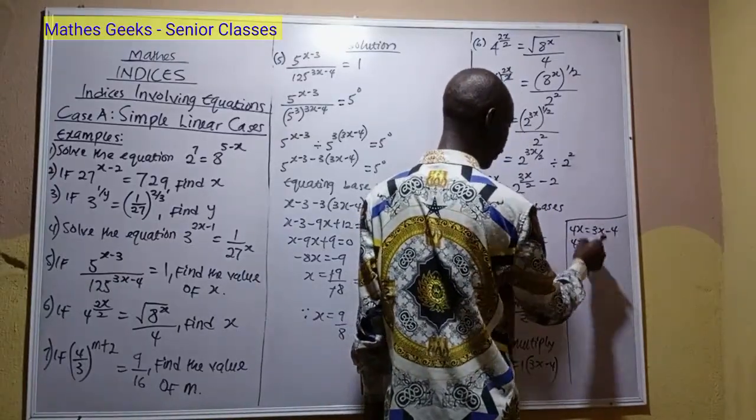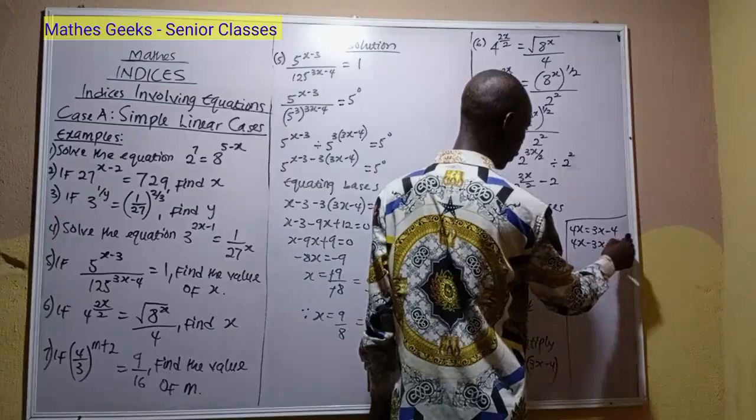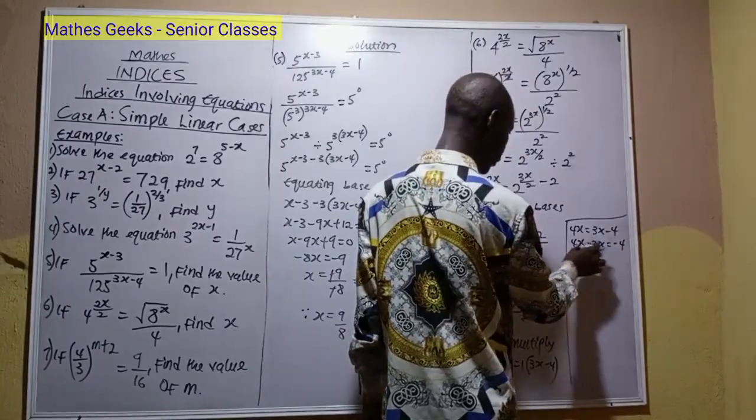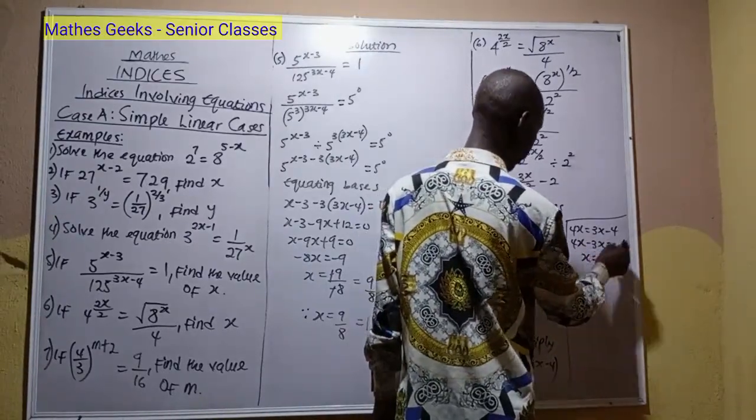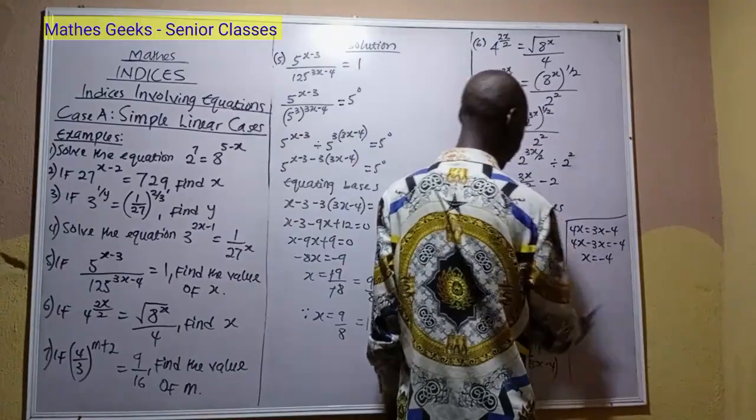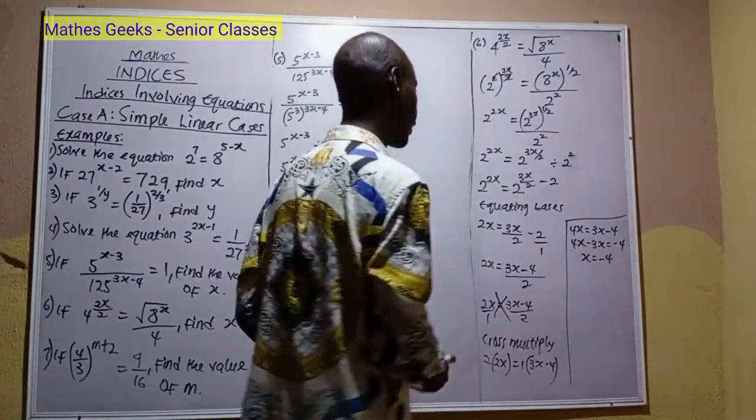Next, we're going to collect like terms. 4x minus 3x is equal to x. So that will give us minus 4 as the final answer.